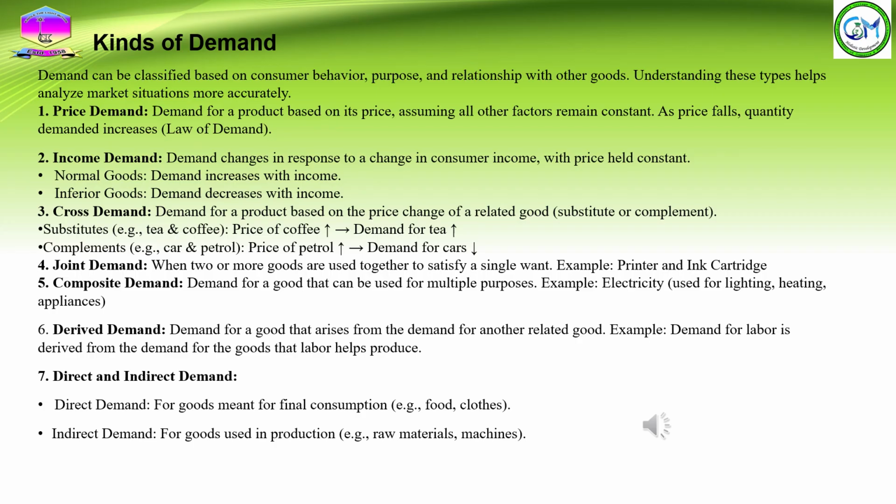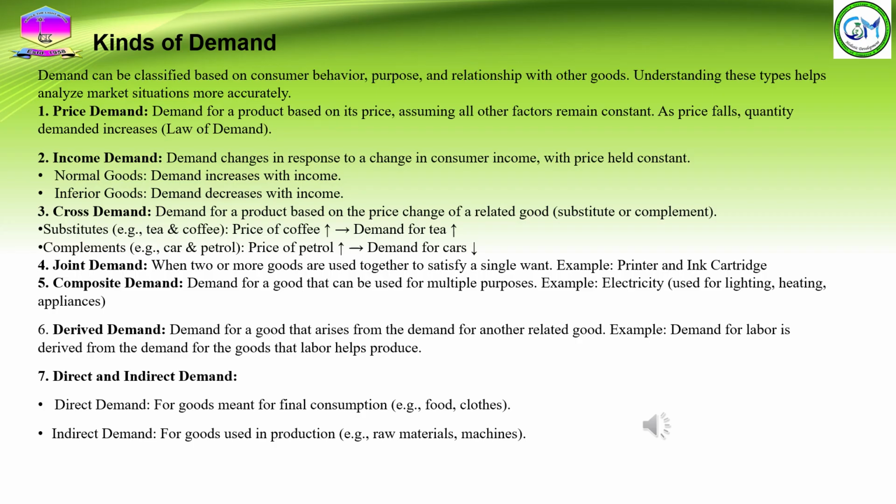Composite demand. Composite demand is when a thing is demanded for two or many other purposes. The demand for coal or rubber is a composite demand. Another example is electricity. We use lighting, heating, appliances, everything under electricity. This is a composite demand.